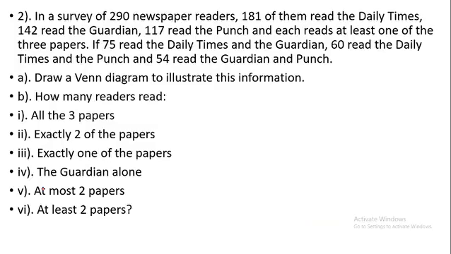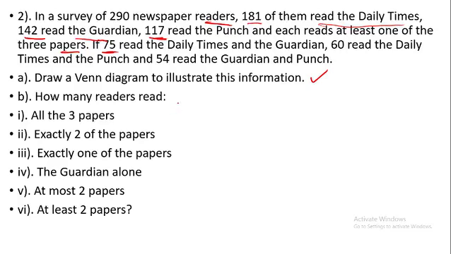Example 2. In a survey of 290 newspaper readers, 181 of them read the Daily Times, 142 read the Guardian, 117 read the Punch, and each reads at least one of the 3 papers. Suppose 75 read the Daily Times and the Guardian, 60 read the Daily Times and the Punch, and 54 read the Guardian and Punch. We should draw a Venn diagram to illustrate the information.